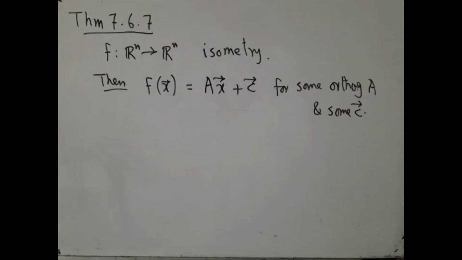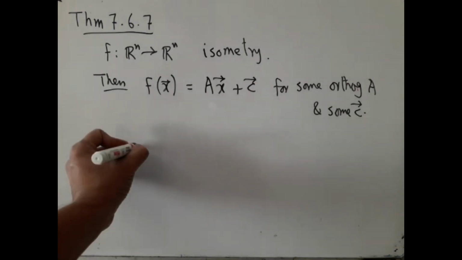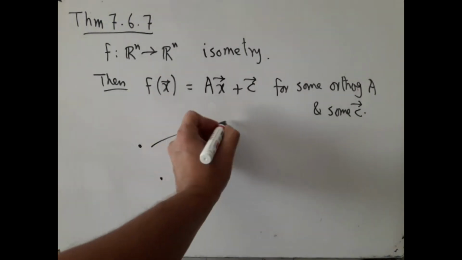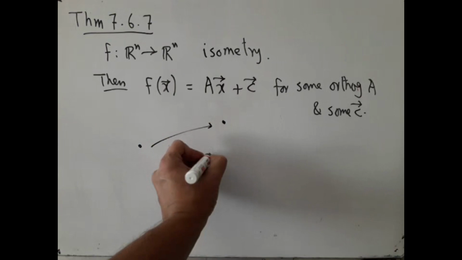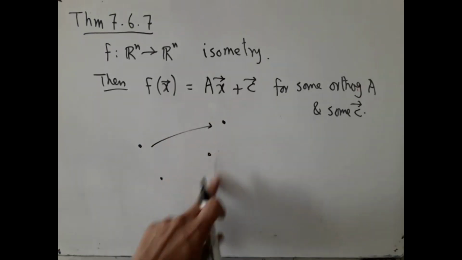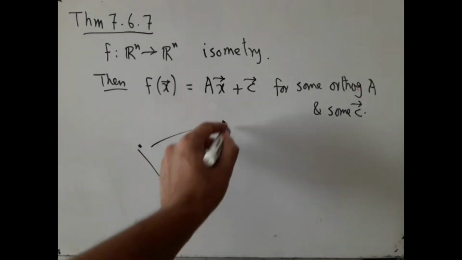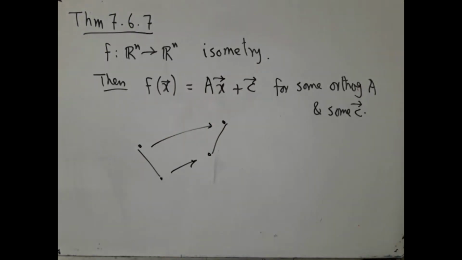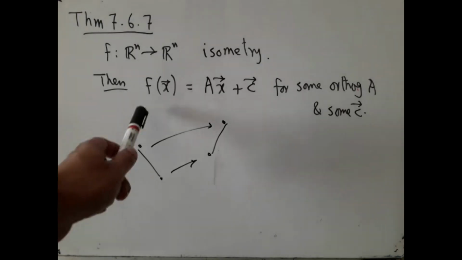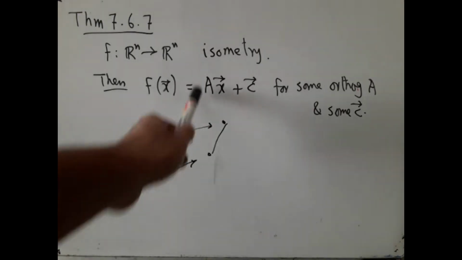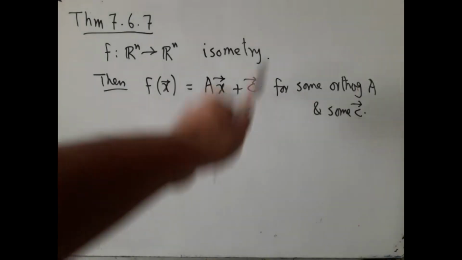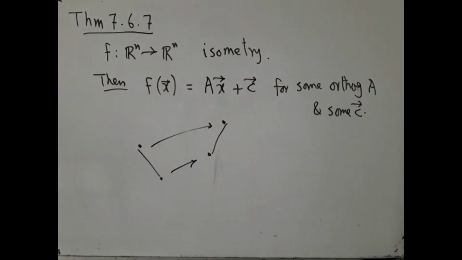And that is the main statement of Theorem 7.6.7. So here I start with any isometry from Rn to Rn. Isometry means if I take any 2 points and I apply f to them, so this possibly comes here and this possibly comes here, this distance is the same as that distance, and this holds for any 2 given points. Then f must be of this form. It must be some rotation and reflection together with some translation.